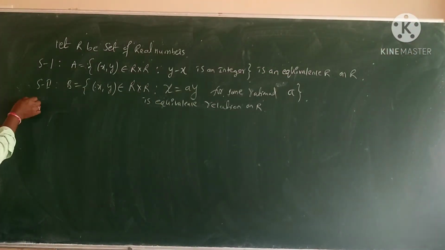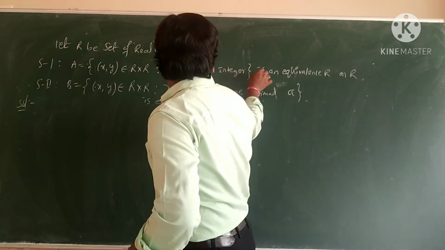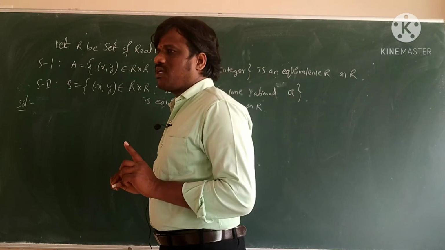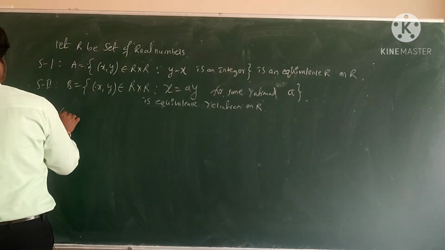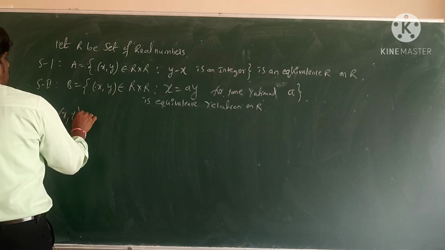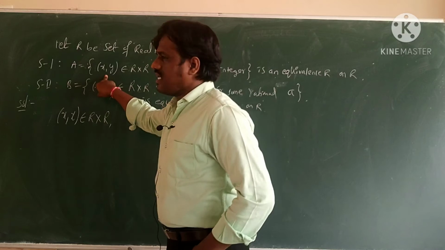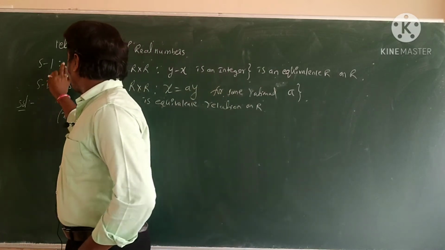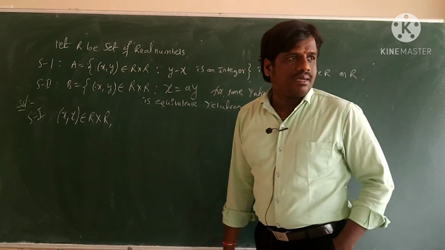Now we will discuss how to solve this one. Y minus x is an integer, they have given. For an equivalence relation, first we have to check what? Reflexive. So I am taking the reflexive relation. So (x, x) belongs to R cross R. I am talking about statement 1 here.